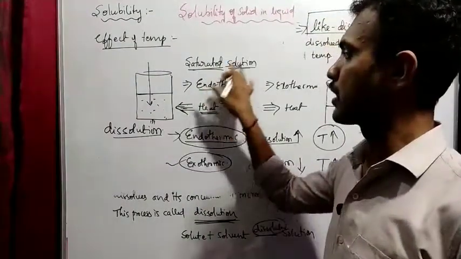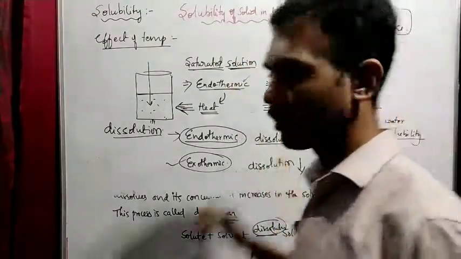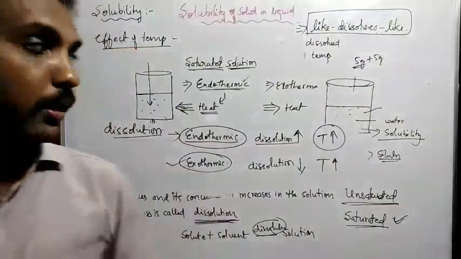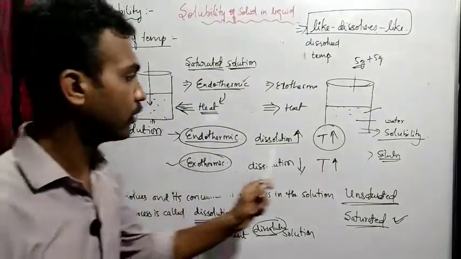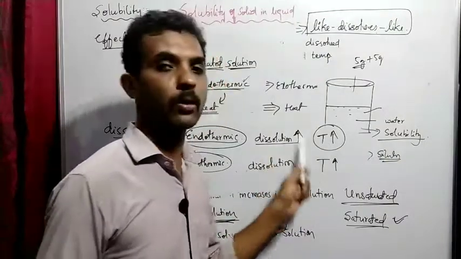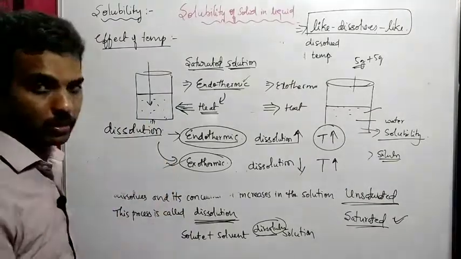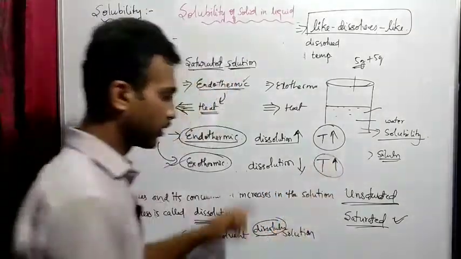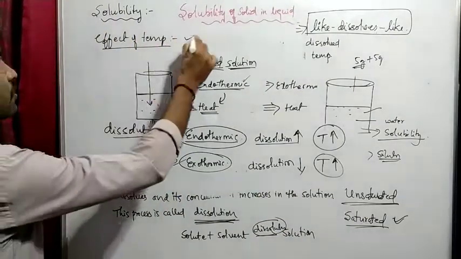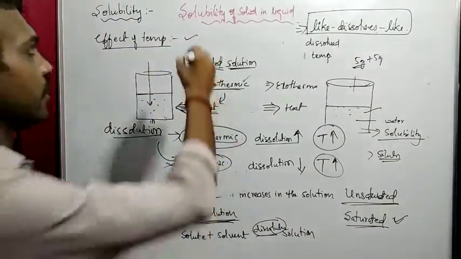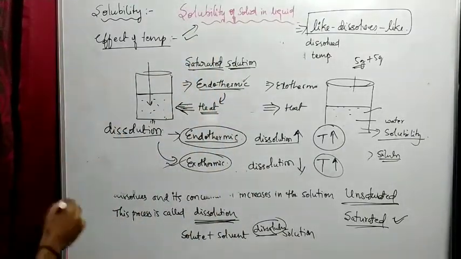First thing is a saturated solution, nearly saturation, it becomes endothermic, so heat is absorbed. So suppose the dissolution process is endothermic, if you raise the temperature, the dissolution increases, right? Suppose the dissolution process is exothermic, if you raise the temperature, then the dissolution decreases. So this is the effect of temperature on the solubility of solid in liquid. Okay, so next, effect of pressure.